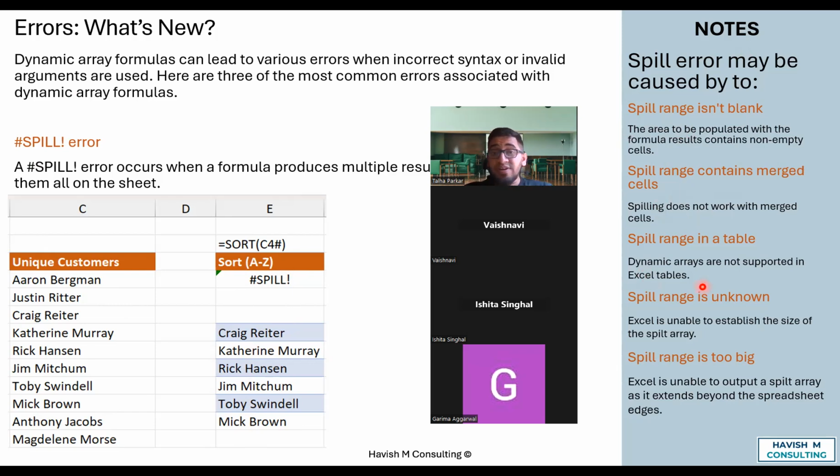Dynamic arrays are not supported in Excel tables. When I say Excel tables, it is a Control T. So when you press Control T, an Excel table gets created. When you press OK, it asks you if your table has headers. The dynamic arrays formula are not supported in the table arrays. Spill range is unknown. So Excel is unable to establish the size of the spill array, and spill range is too big. Excel is unable to output a spill array as it extends beyond the spreadsheet edges.